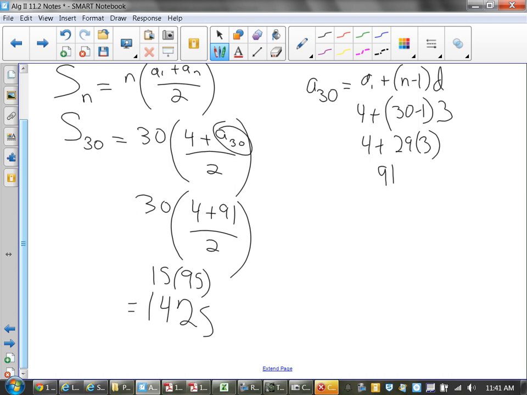Again, the trickiest part here is knowing that you have to bounce between a couple of formulas. The math isn't difficult. It's just figuring out what you're using. The idea is to make sure you know what subscript you're working with. I'm looking for the 30th term. I have to use the a sub n stuff. Okay.